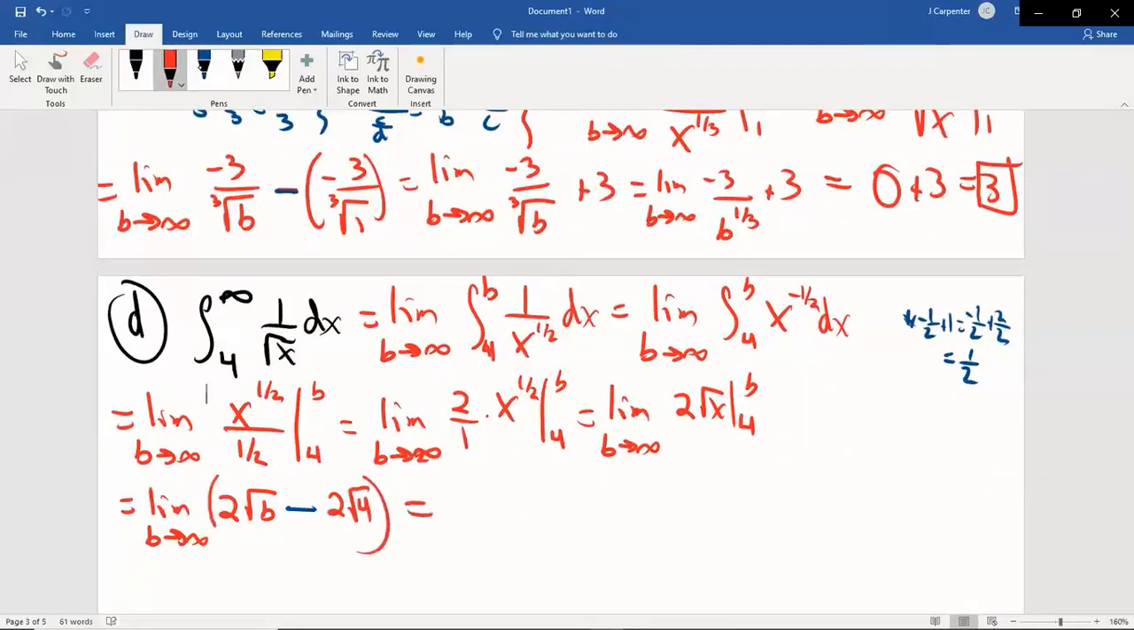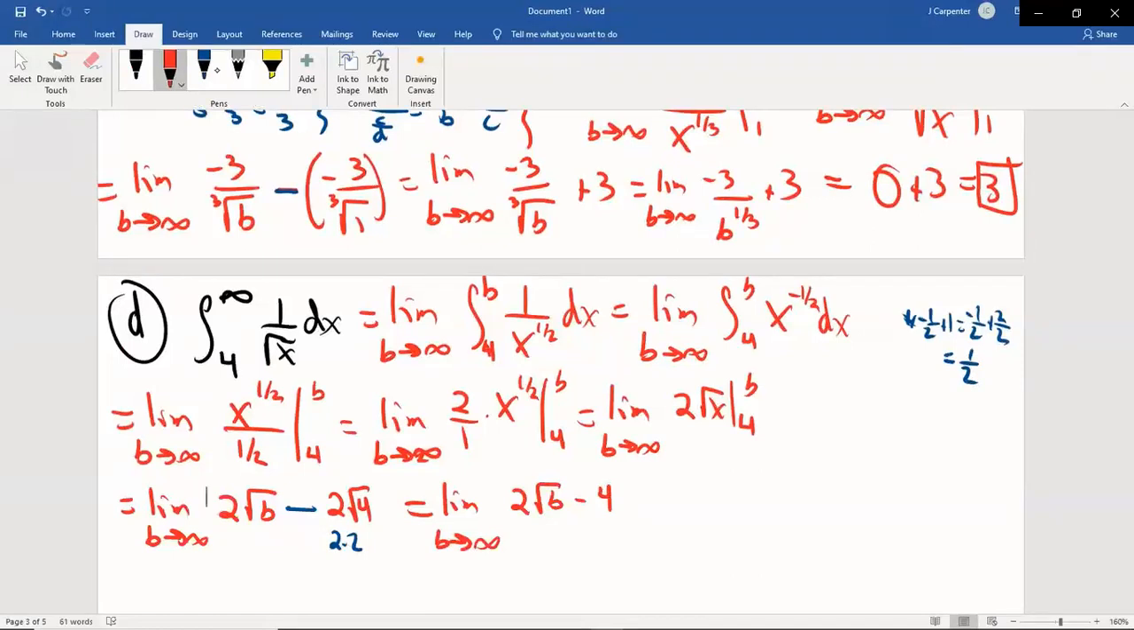Some people like to put all this in parentheses to denote the limit is talking about all of it, not just the first bit. That's up to you. It's not technically necessary, though. Square root of 4 is 2, and I'm just going to say that's 2 times 2, which is 4. So that's the limit as b goes to infinity of 2 square root of b minus 4. Again, the square root of 4 was a 2, then 2 times the 2 in the front gave us that 4.